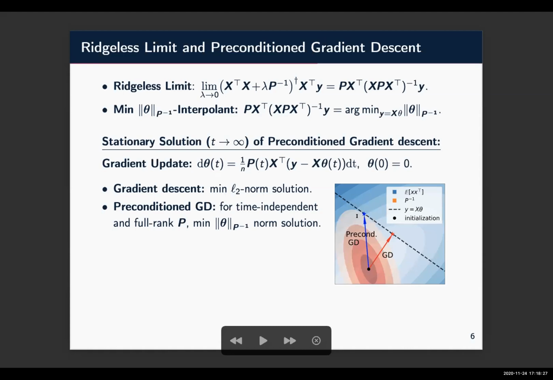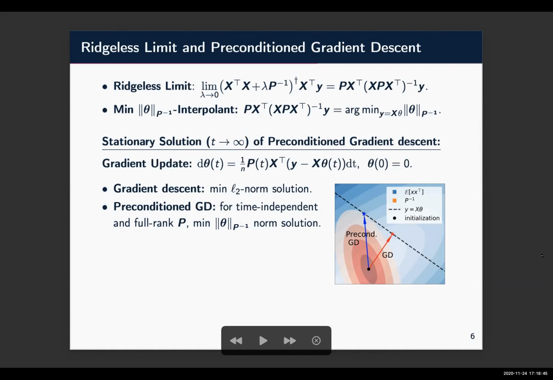Basically, pictorially, here's a one-dimensional illustration. Gradient descent is going to find the solution that's closest to the initialization in the Euclidean distance, whereas for preconditioned gradient descent, this distance is weighted by some matrix P inverse.